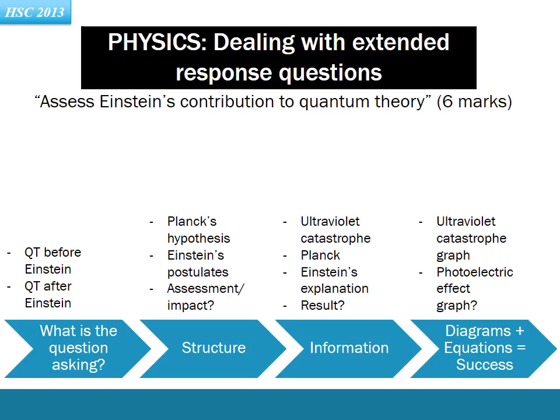Finally, you want to think about the diagrams and equations that you can use. In particular, you can use the ultraviolet catastrophe graph. That's the black body radiation curves, the classical curve, and then the quantum theory curve. Additionally, you can talk about maybe what the results of understanding the photoelectric effect, what the new graph looked like, maybe some new technologies that were developed.